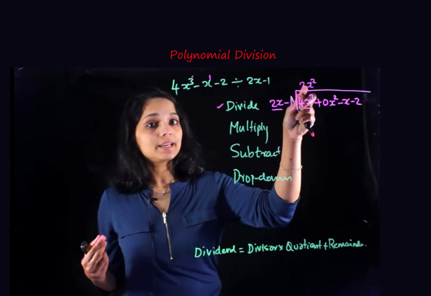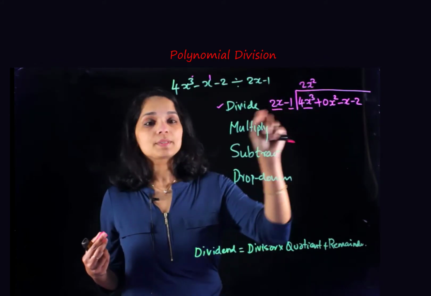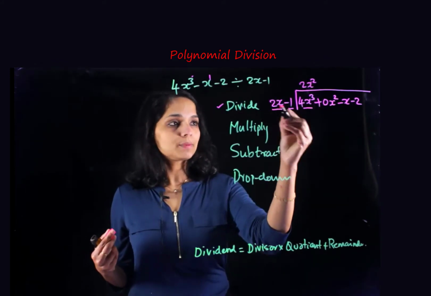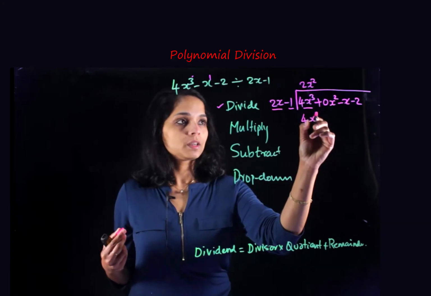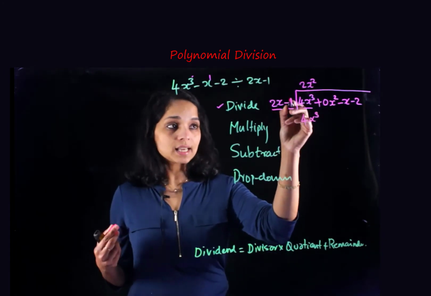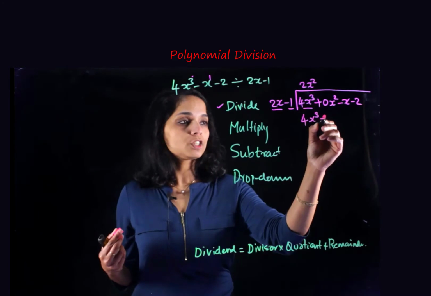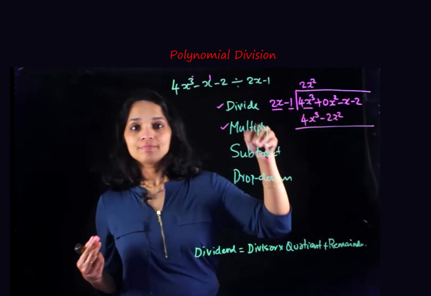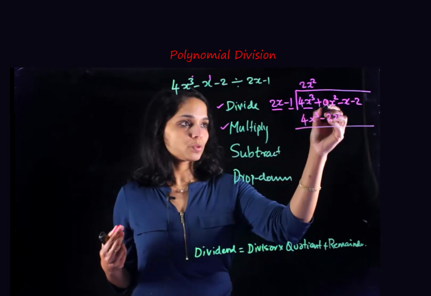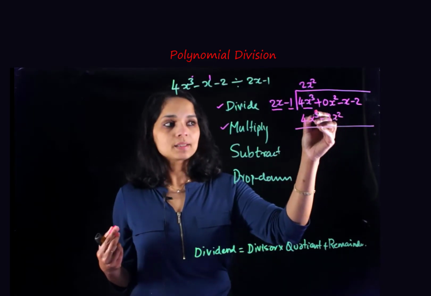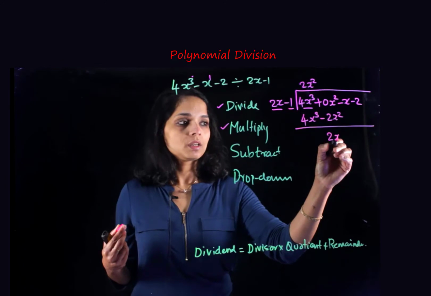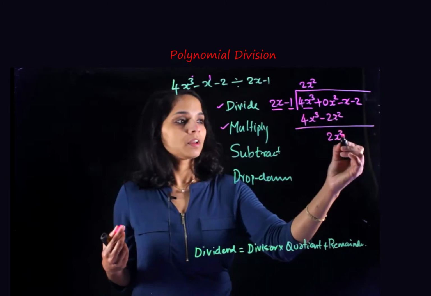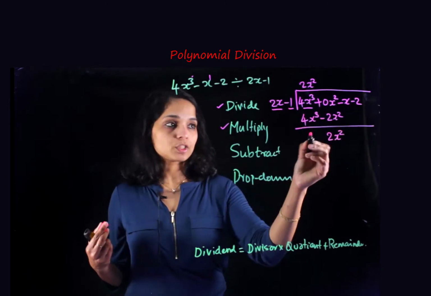When you multiply, we should multiply both terms in the divisor. 2x squared times 2x is 4x cubed. 2x squared times minus 1 is minus 2x squared. Done this one. What's the next step? Subtraction. Subtract these two things. 0 minus minus 2 is 2x squared. And 4x cubed minus 4x cubed is 0.